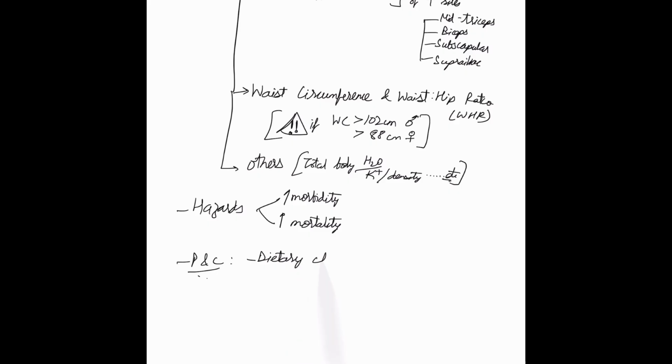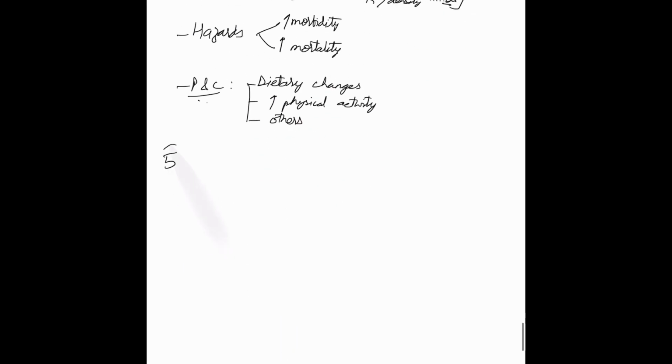So the hazards of obesity are basically increased morbidity and mortality. Preventive and control measures include dietary changes, increasing physical activity, and other measures.